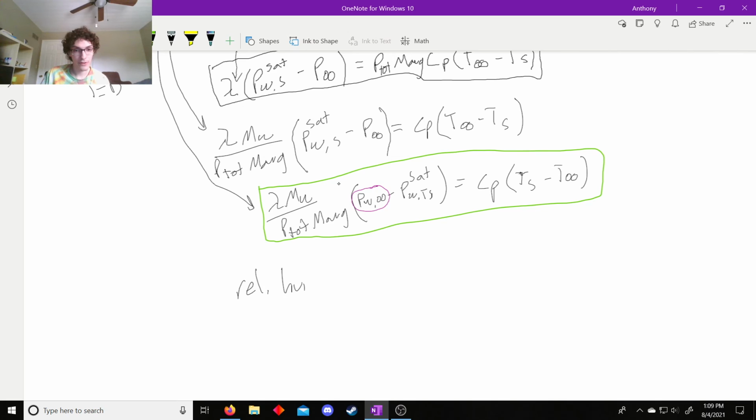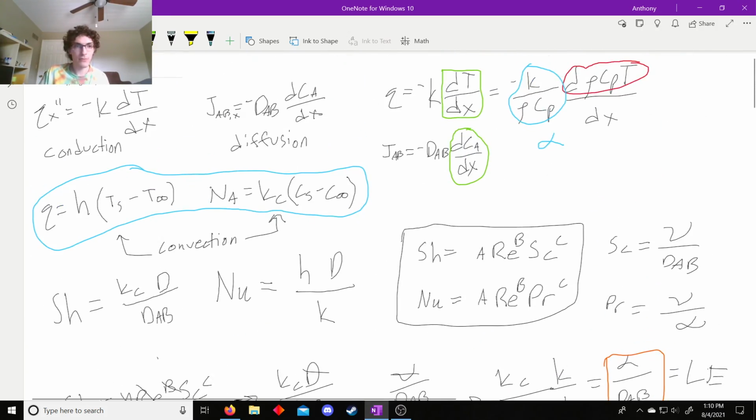So relative humidity, and that's going to be this value here, divided by the saturation pressure of water at the temperature of the environment. And again, we would use an Antoine equation for this. And that would give us our relative humidity. So that is it. That is how we would use heat and mass transport in order to find and calculate the relative humidity.